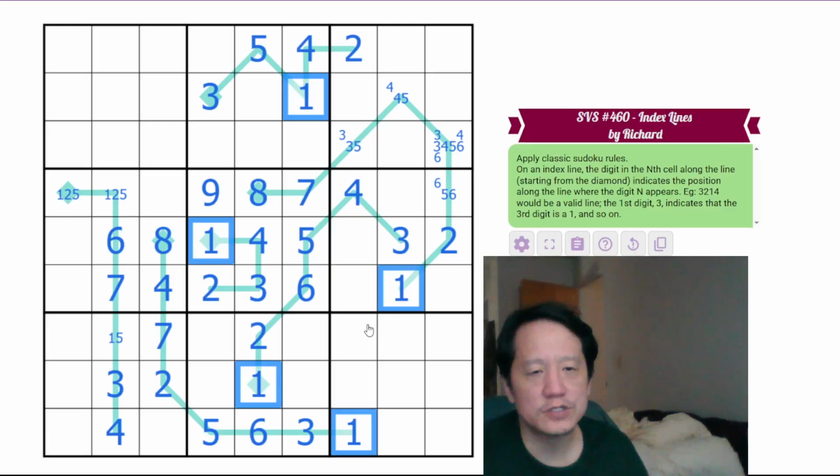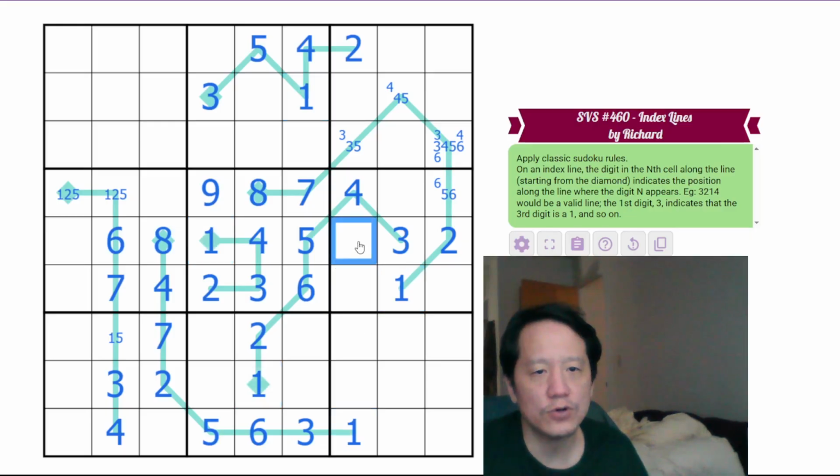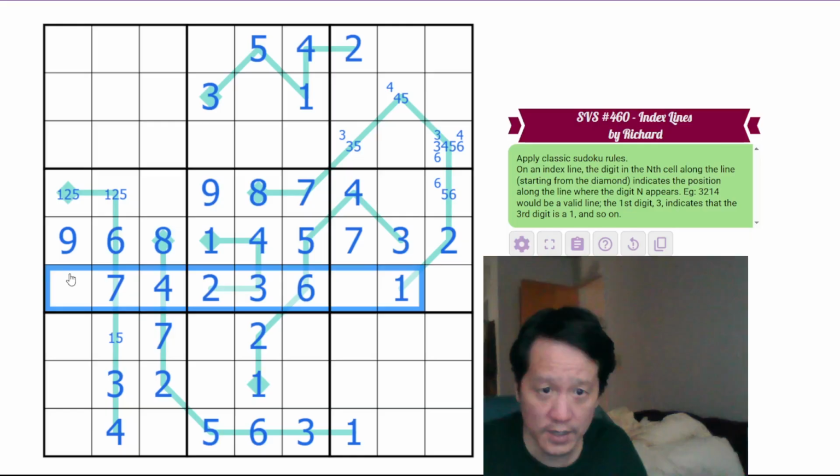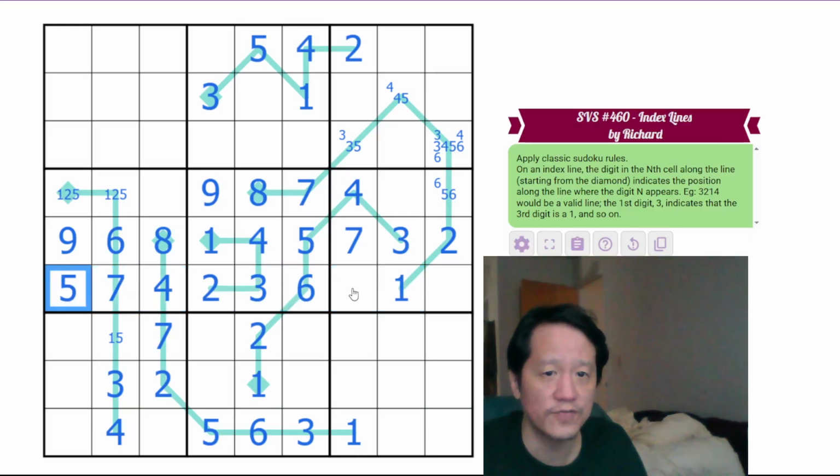Remaining digits of row 5. We have 7 and 9. This can't be 7 because of 7 in the box, so this is 9. That's 7. Remaining digits of row 6. We have 5, 8, and 9. And this can't be 8 or 9, so it's 5, which makes this an 8 and 9 pair here.